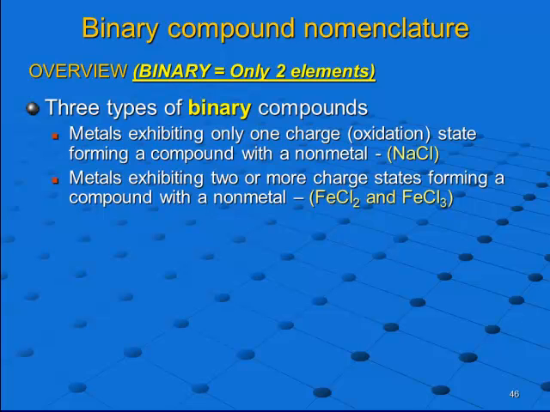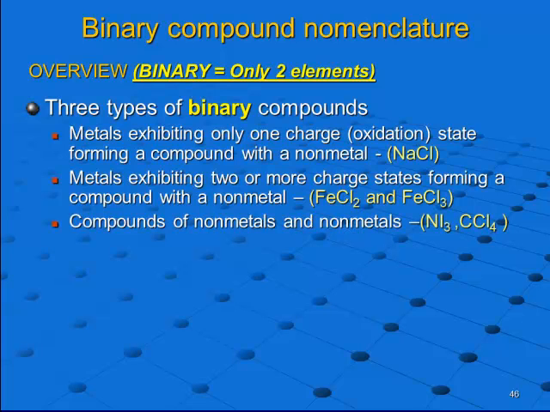And then the third type of binary compound, these are just nonmetals with nonmetals, right? I've shown examples, NI3, CCl4. Those are two elements that come from the right side of the periodic table. And they are molecular compounds. They are not ionic. They share electrons. So we name those differently, but they're still binary. So that's the first thing you want to do: which type of binary compound am I looking at?